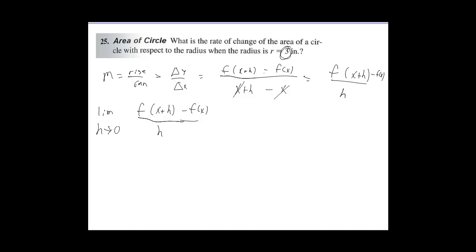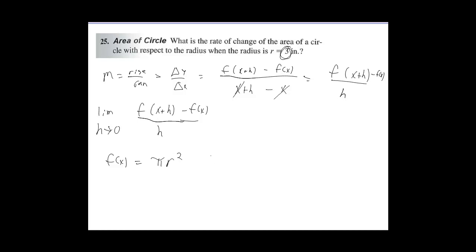Remember, if we want to find out what f of x is, we're doing the area of a circle. Area is given by pi r squared. So that's the function we're dealing with. If you see, they say with respect to the radius. The reason they say this is because radius is the only independent variable here. So we want to use this r as our variable as opposed to just x. So here's what we have.